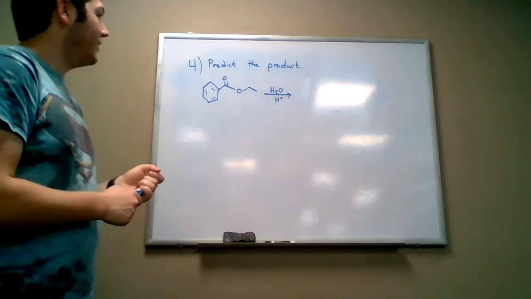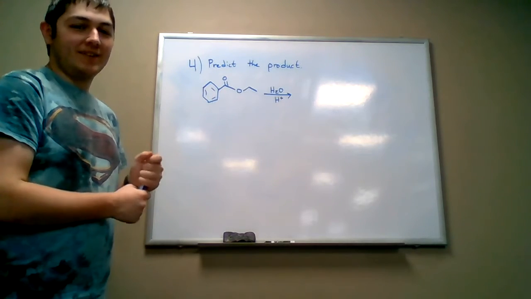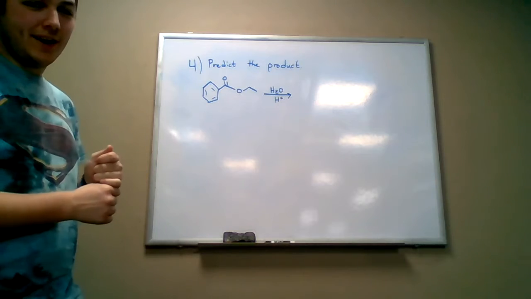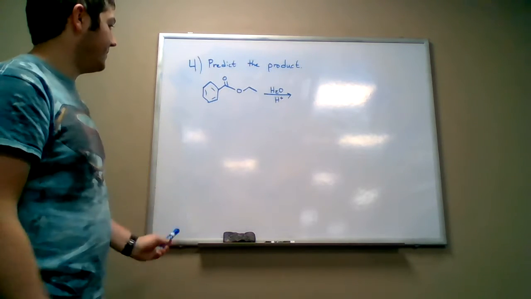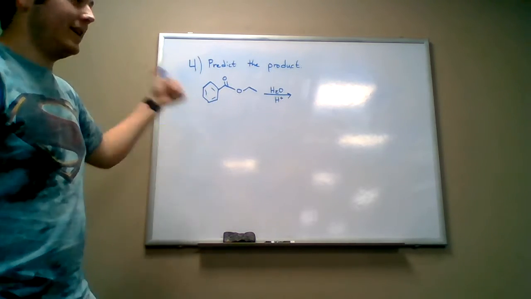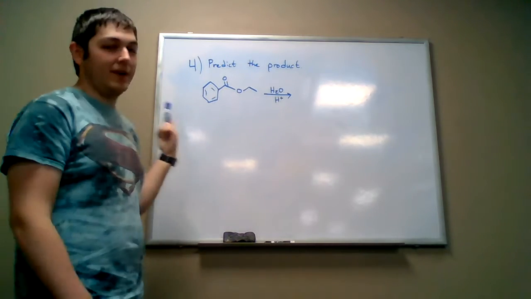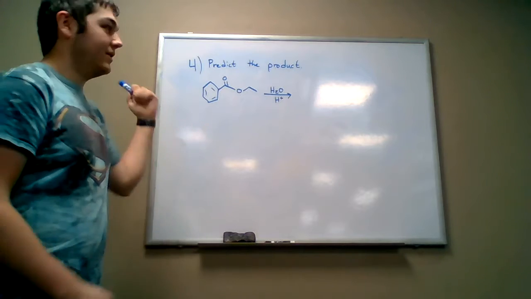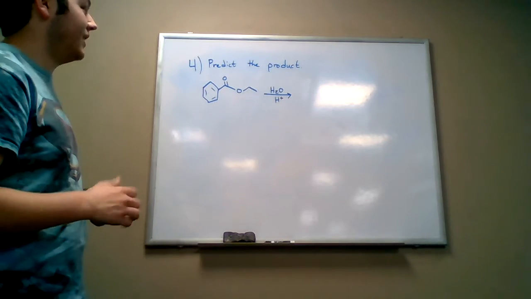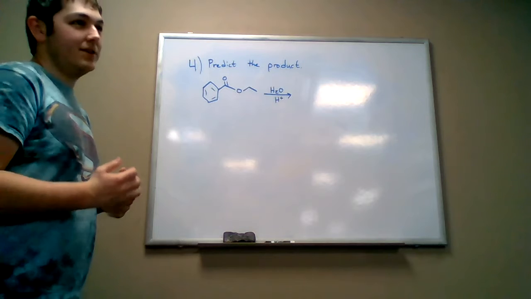Okay, so for problem number 4, we're asked again to predict the product of this reaction. And so with this one, here's our starting material. Our reactants this time are H2O and H+, just signifying acidic conditions. So with this one, the mechanism is kind of long, but it doesn't ask for that.